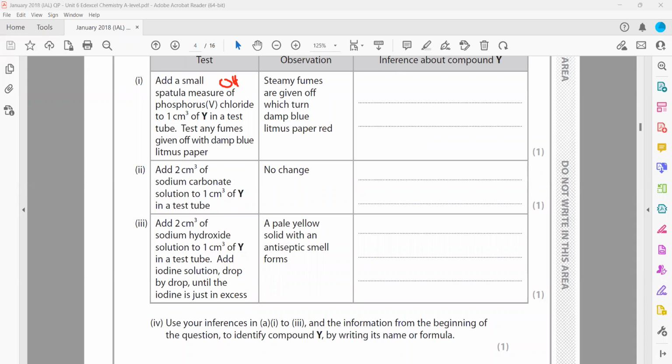So inference about Y, what can we say about Y? This gives evidence that there is an OH group present, and that it is either an alcohol or a carboxylic acid. So this inference gives that OH is present. And if OH is present, because three carbon atoms are there, it might be propanol or propanoic acid.